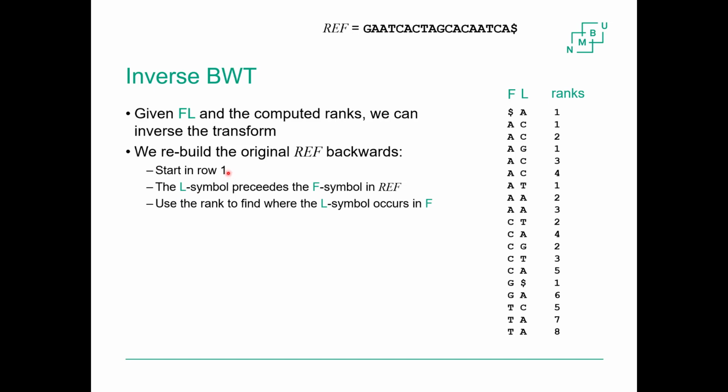Start at row 1 here. And let me try to do this actually now. Is it possible to have a different color here? Yeah. Start at position 1, at row 1. The L symbol precedes the F symbol in the reference. So we start with the first symbol here, right? So my reference should end with this one. And then it's preceded by this A. So I start building it backwards.